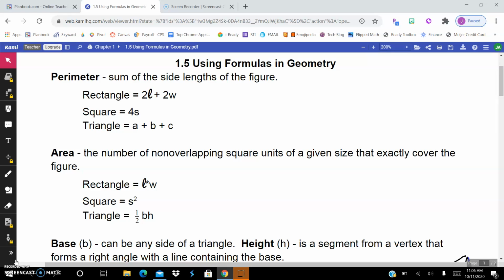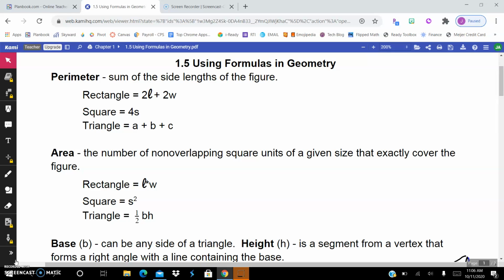A square has all 4 sides the same, so you just take 4 times the length of one of the sides. And for a triangle, you add up the 3 sides, and the 3 sides are A, B, and C in a triangle. So just add everything together.